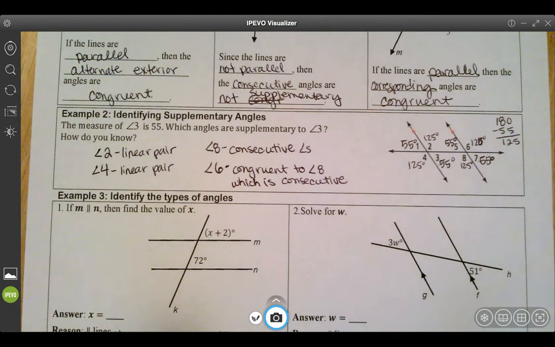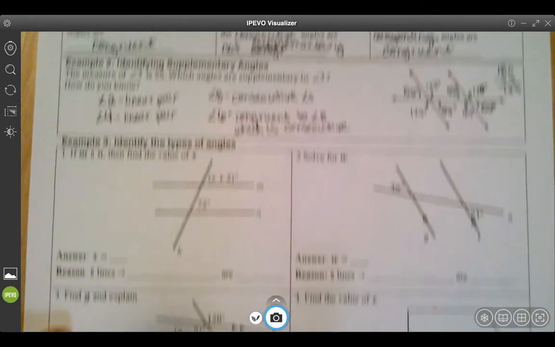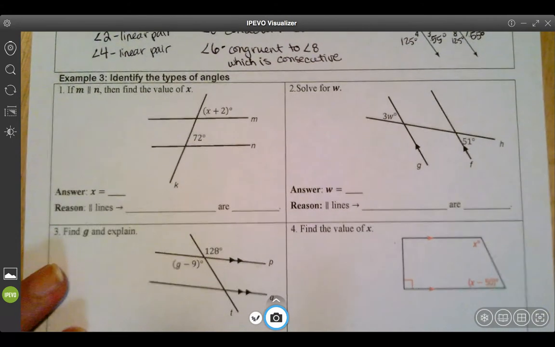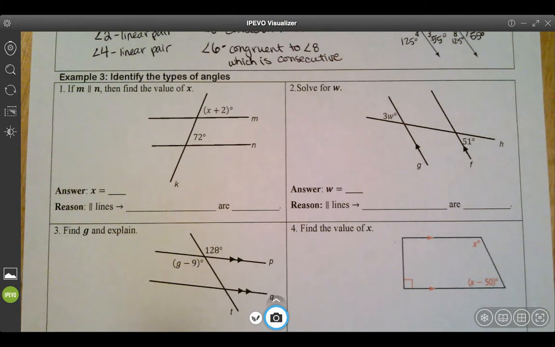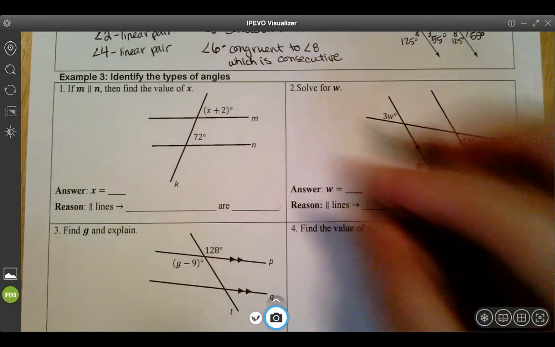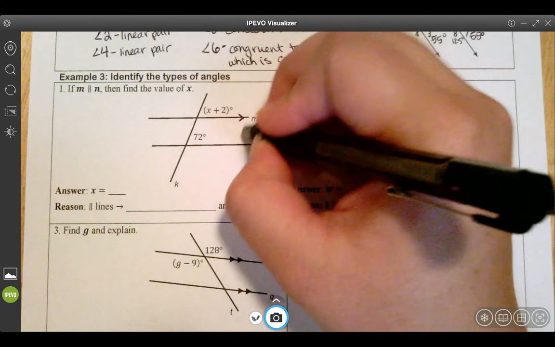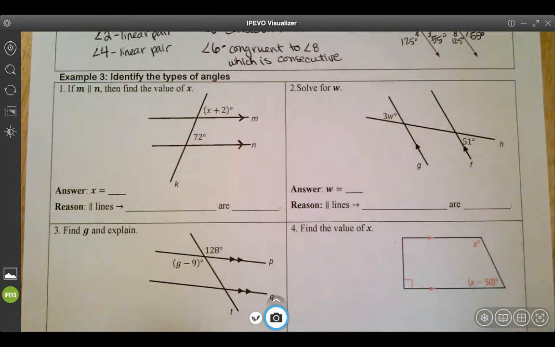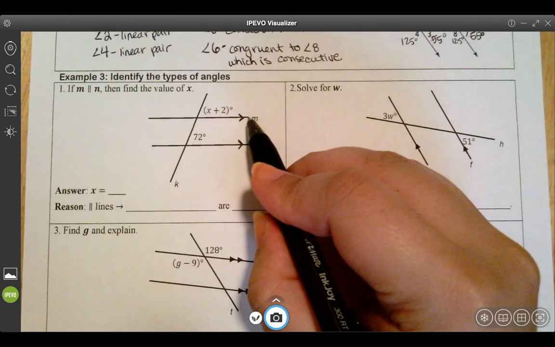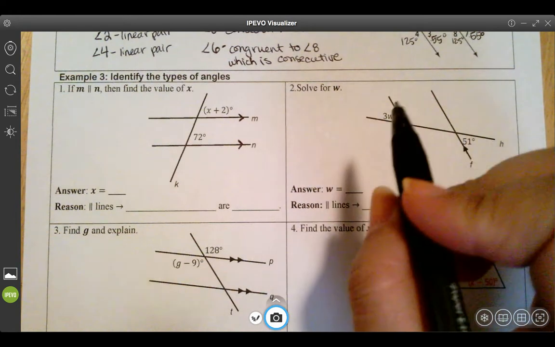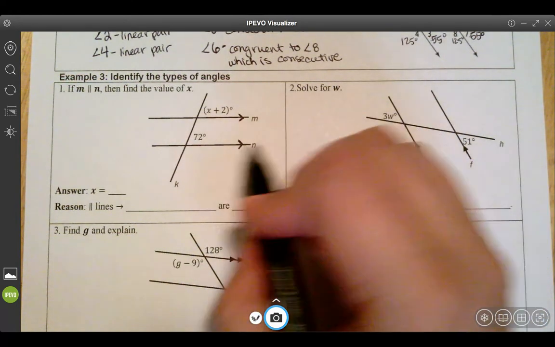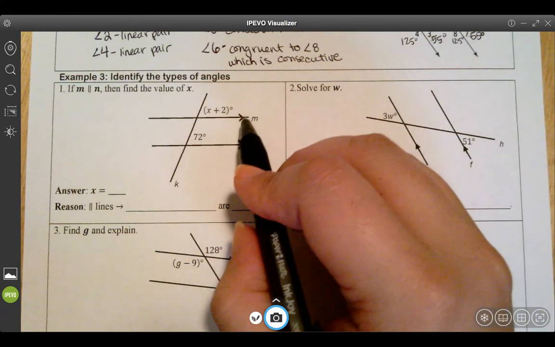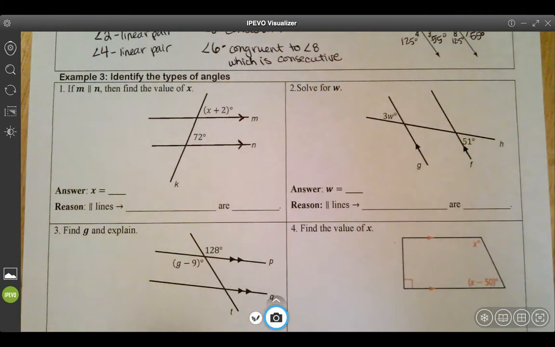So let's take a look at some more examples. In example 3, we want to identify the types of angles. So part 1, if M is parallel to N, we absolutely have to know that if we wanted to solve for anything, right? So M is parallel to N. I'm going to put the little arrows. Notice I'm not putting it on the very end because that would just represent a ray or a line. So here I'm putting it on the inside of the line so that I can tell that it means that they're parallel.